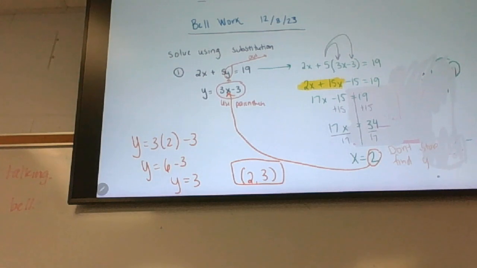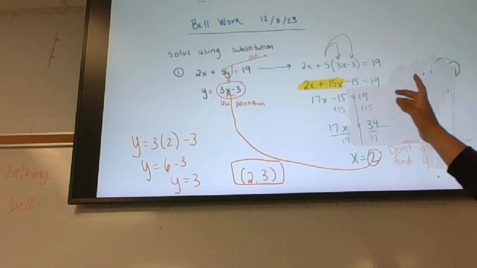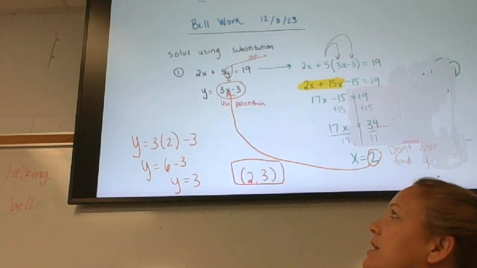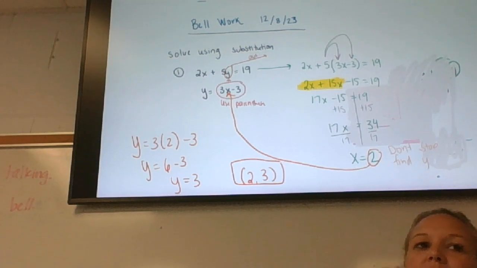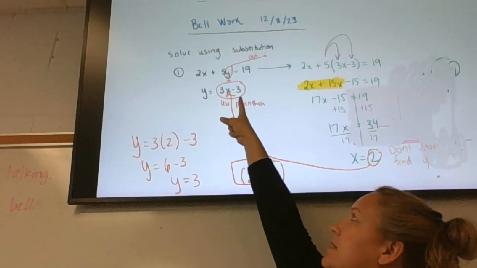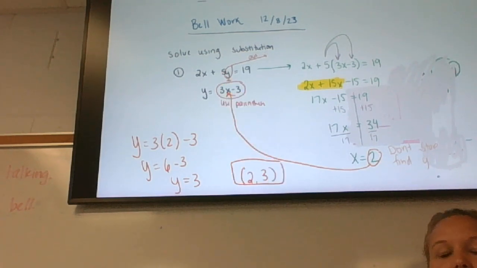You guys, if you had to graph this, graphing the top one might be tricky. I think I would plug zeros in and find intercepts since it's standard form. And then graphing the bottom one, I would start at negative 3 and go up 3 over 1. So keep in mind, sometimes you graph systems of equations. So, okay, bell work's done.